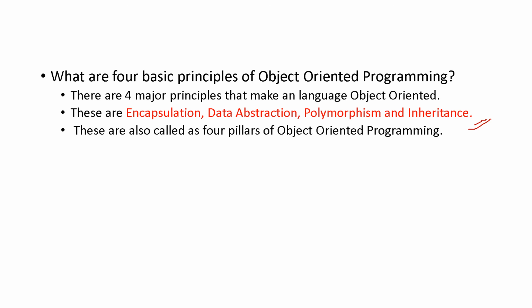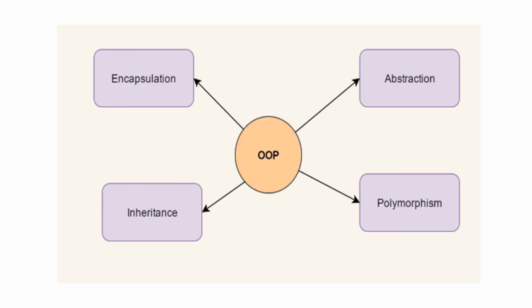So these are the four basic principles of object-oriented programming: encapsulation, abstraction, polymorphism, and inheritance. We have to repeat them here. You have to write what is encapsulation, what is abstraction, what is polymorphism, and what is inheritance. These are the four basic principles of object-oriented programming.